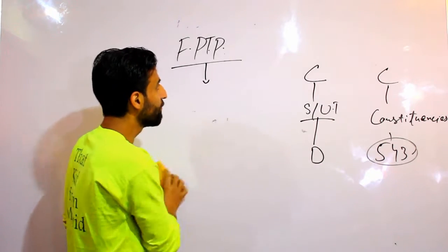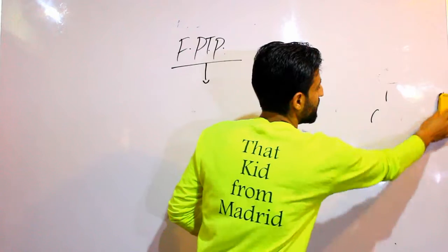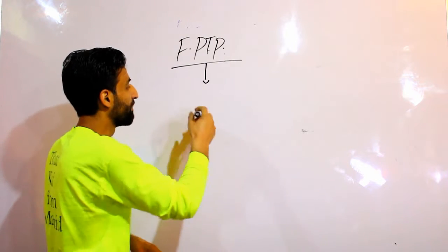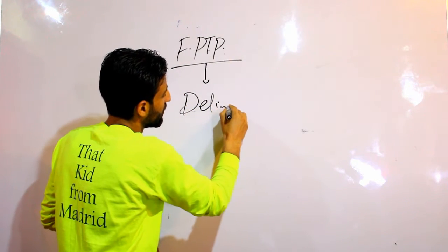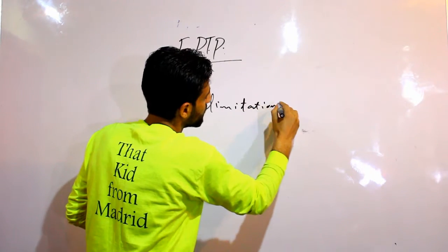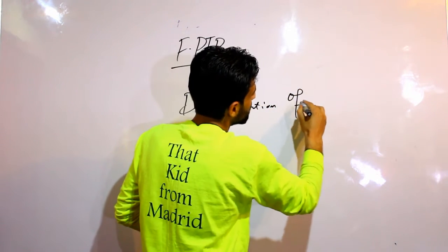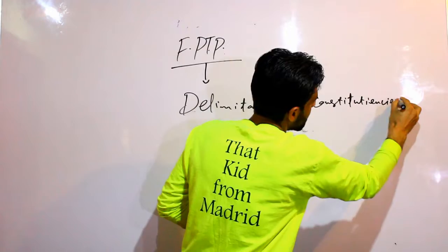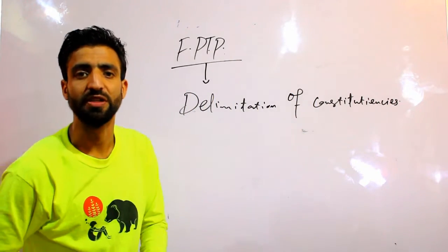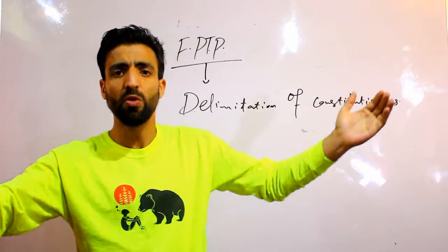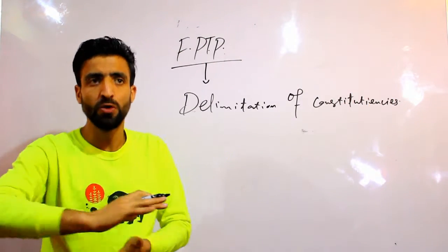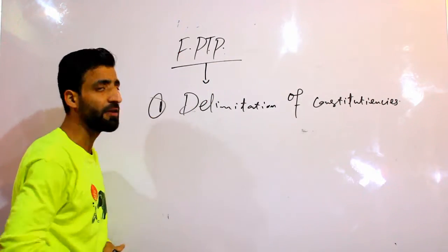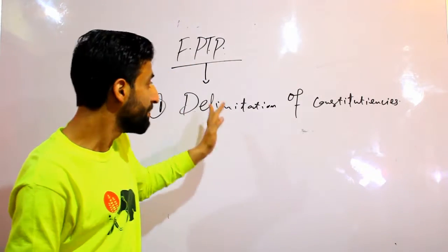तो what happens in the first past the post system? पहले क्या होता है? Delimitation of the constituencies होता है. Delimitation of constituencies. Basically boundaries are drawn, and the respective constituencies are then framed, and so the first step involved in the first past the post system is delimitation of constituencies.